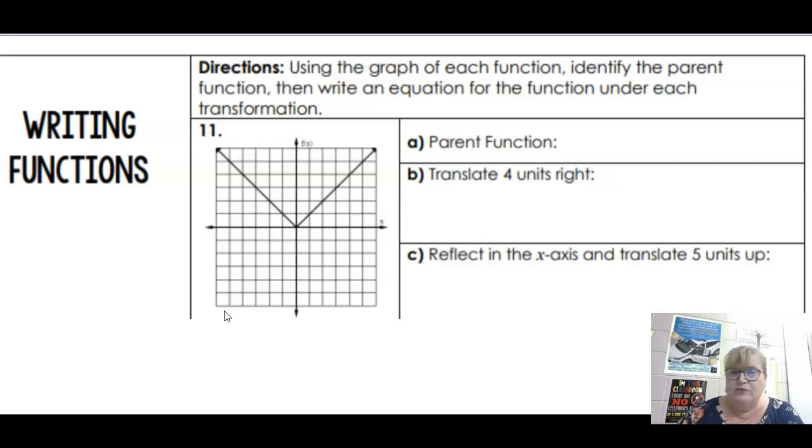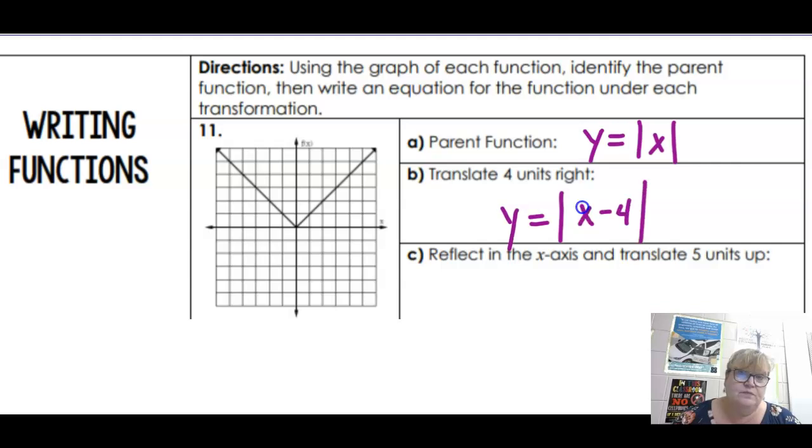All right, running through these quickly, these are using the same thing. What is the parent function? It's not given because I wanted you to identify. This is an absolute value. So there's the parent function, okay? You might need to use your notes. Now to translate to the right, I say minus.